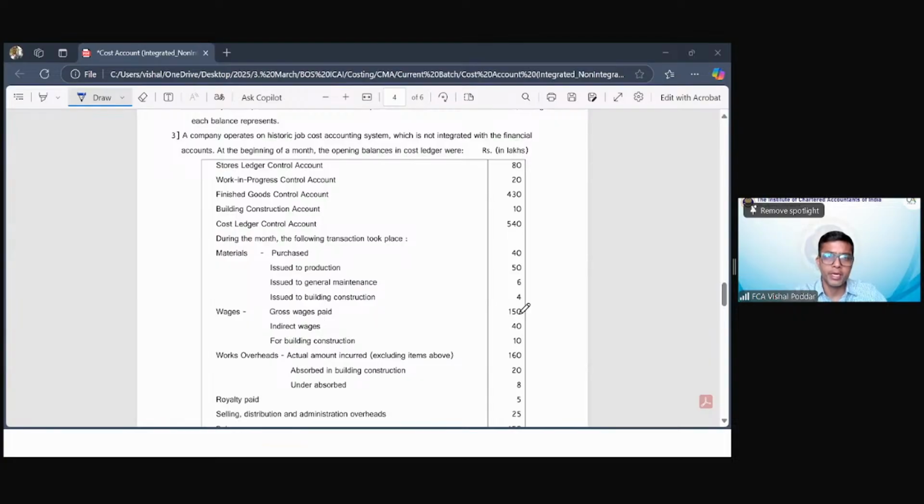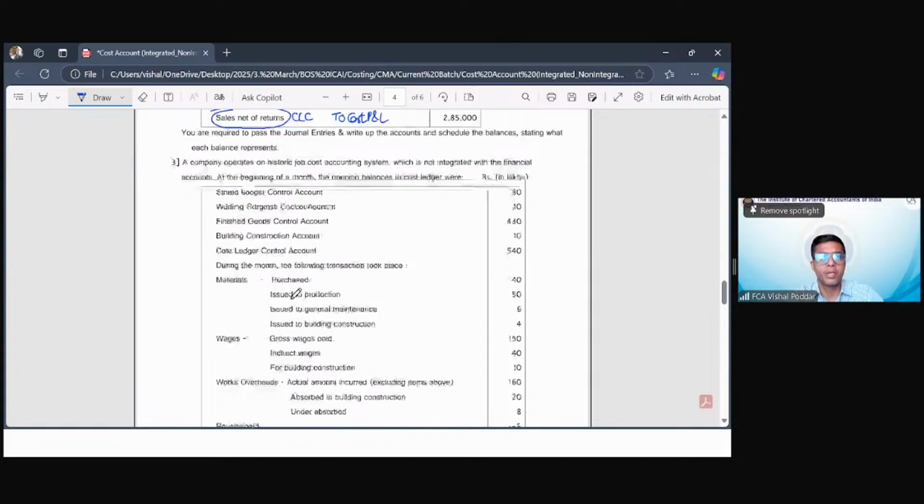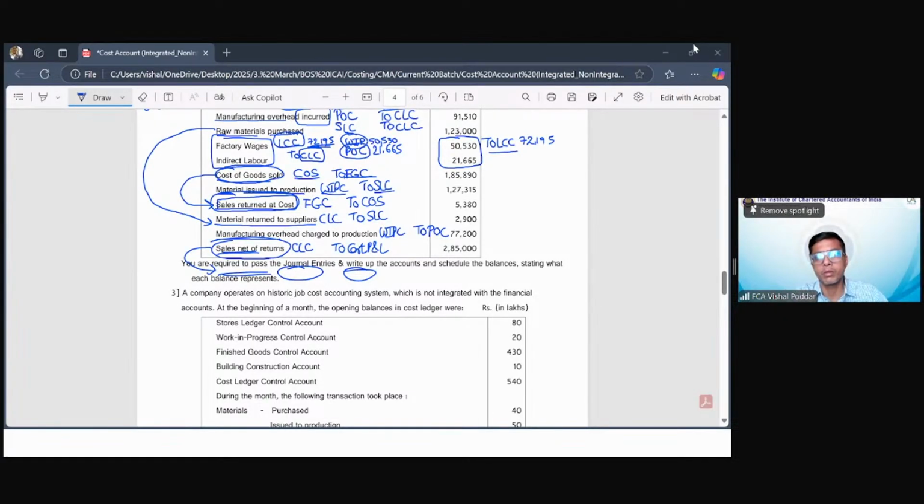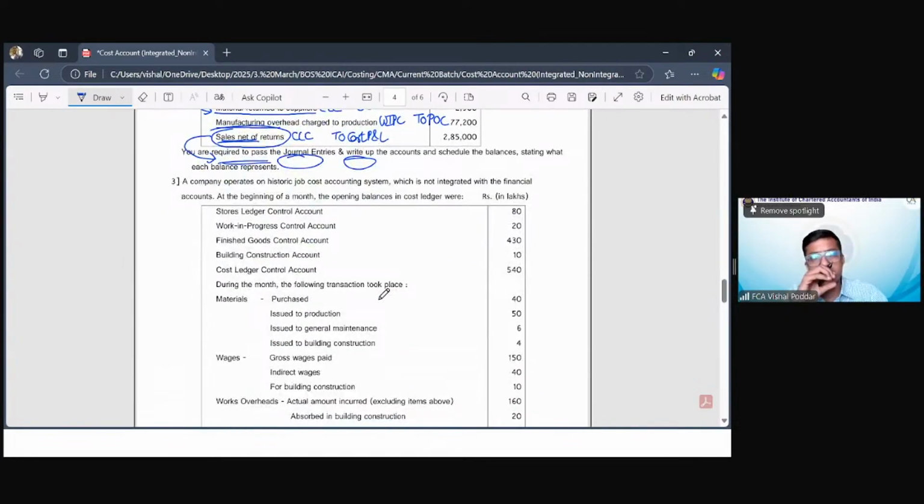Rohan is asking what will be the entry if sales return at selling price would be given. Very simple, beta. If they would have given me sales return also at selling price, what would be the entry? It would be opposite of this. This is the entry for sales. So what would be the entry for sales return at selling price? It would be opposite of this. I will debit cost P&L. I will credit CLC. Correct, na, Rohan? Good.